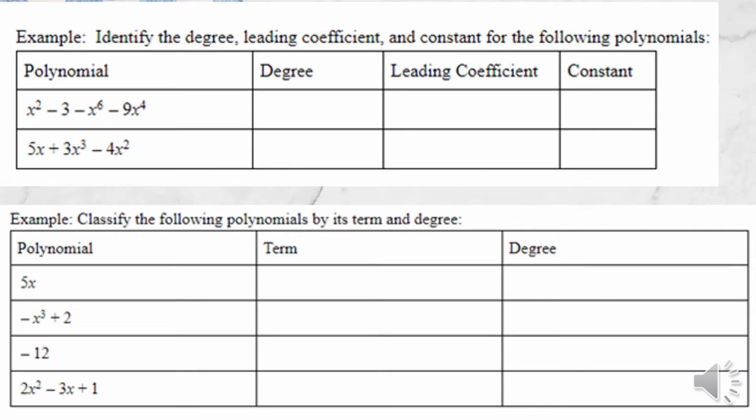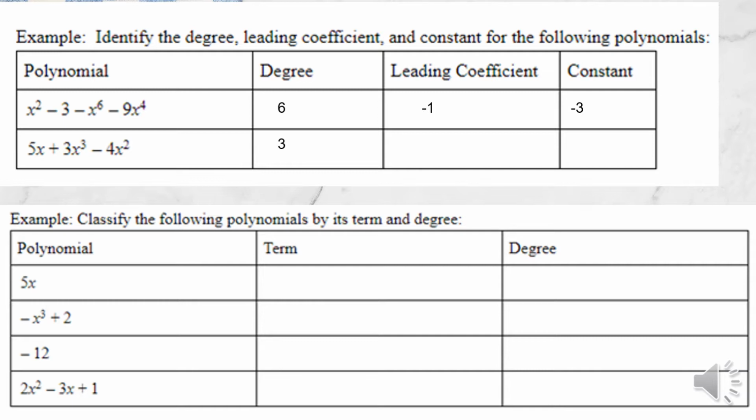So let's go ahead and identify the degree, leading coefficient, and constant for the following polynomials. So if I'm looking at x squared minus 3 minus x to the 6th minus 9x to the 4th, I'm looking for the biggest exponent, which in this case is 6. Now, because my biggest exponent is 6, my leading coefficient is the number in front of that, which is negative 1. You just see a negative sign, but that's because it's a negative 1. And the constant is the one that doesn't have an x. That's negative 3. So in the bottom example, what would be our degree?